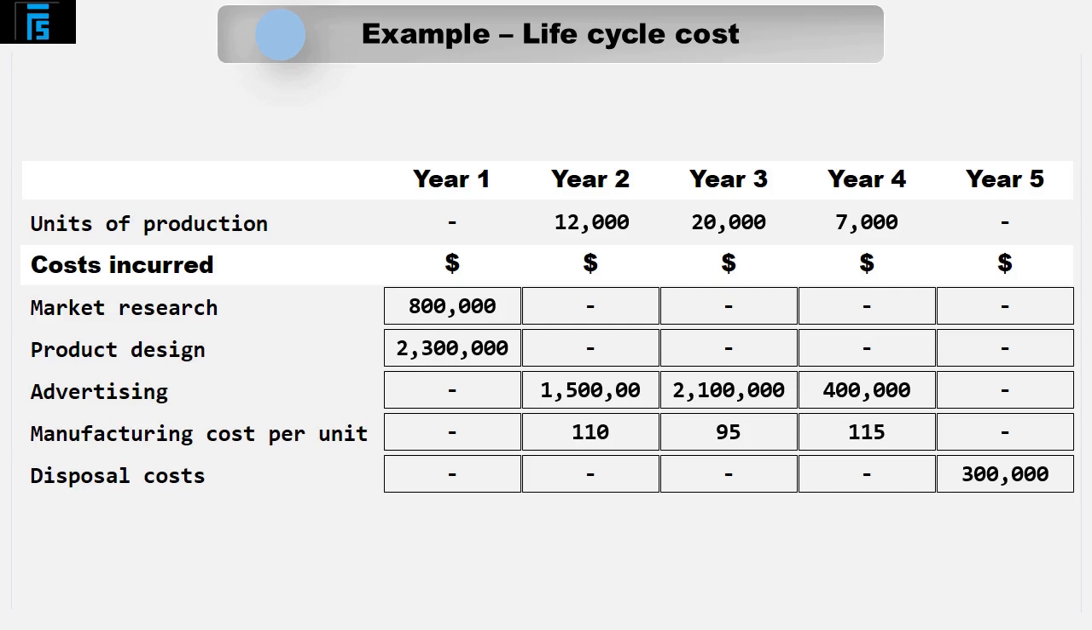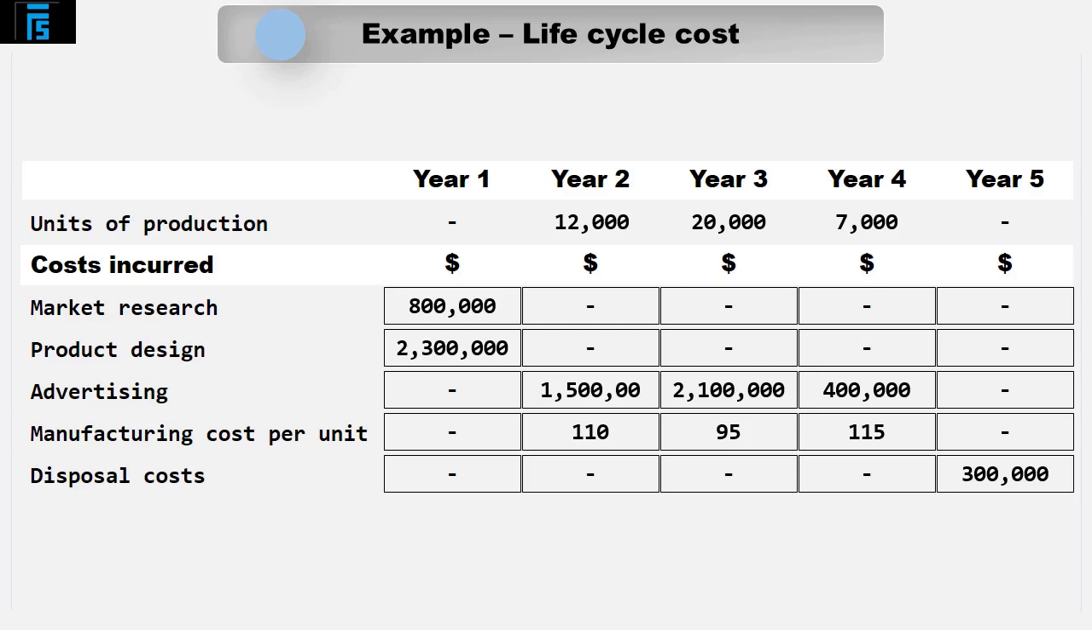Advertising costs are budgeted to be 1.5 million in year 2, 2.1 million in year 3, and 400,000 in year 4. The manufacturing cost of each unit of production is 110, 95, and 115 in years 2, 3, and 4 respectively. Disposal costs of 300,000 are incurred in year 5. These are post-production costs. The requirement is to calculate the life cycle cost per unit of product T.